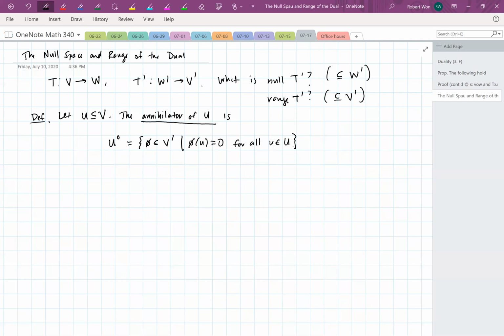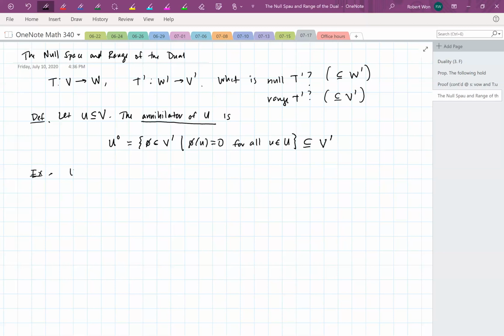Okay, so notice the annihilator is a subset of functionals on V. It's all the functionals which vanish on every vector in U. Okay, so this is a subset of V dual. I don't know that it's a subspace. Okay, it turns out it will be a subspace. And here I'm not assuming that U is a subspace. So U is a subset, but the annihilator of U will always be a subspace of V dual. This will be true. We'll prove that. But first, let's think about an example.